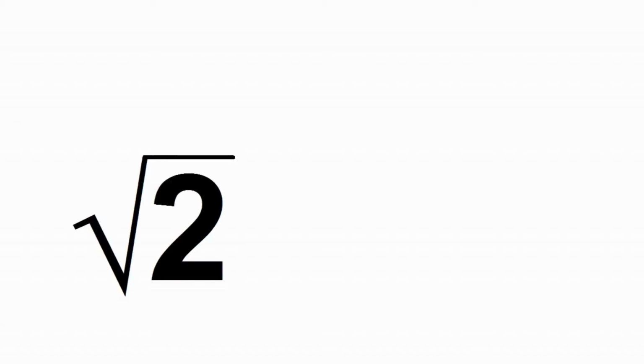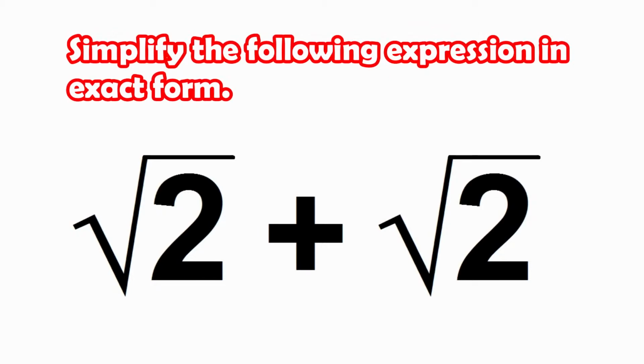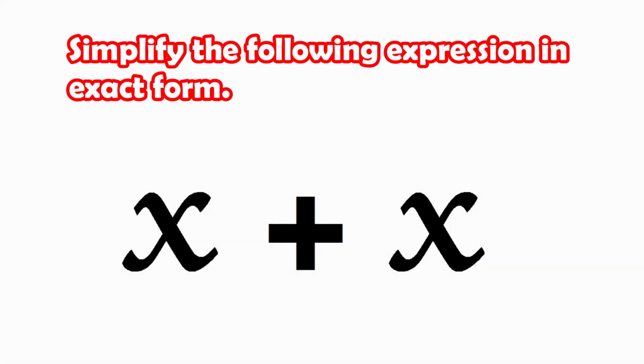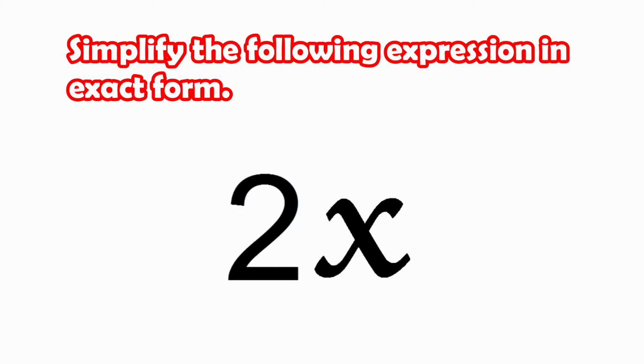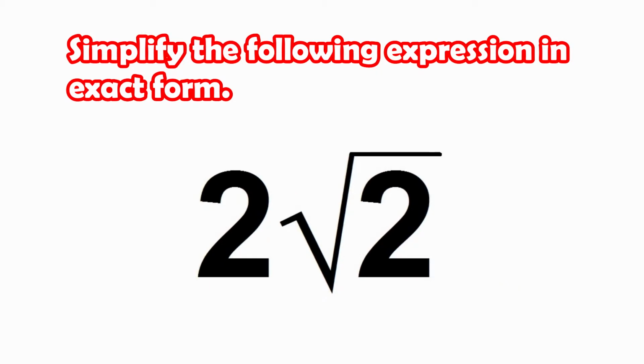This one is actually just basic algebra. Suppose we had the square root of 2 plus the square root of 2, and we were asked to simplify this in exact form. If you think of the square root of 2 as an unknown variable, which it kind of is, given that it's an irrational number, this is actually fairly simple. What do we get if we have x plus x? We'll have 2x. So what do we get if we have the square root of 2 plus the square root of 2? We'll have 2 square roots of 2, so it'll be 2 root 2.